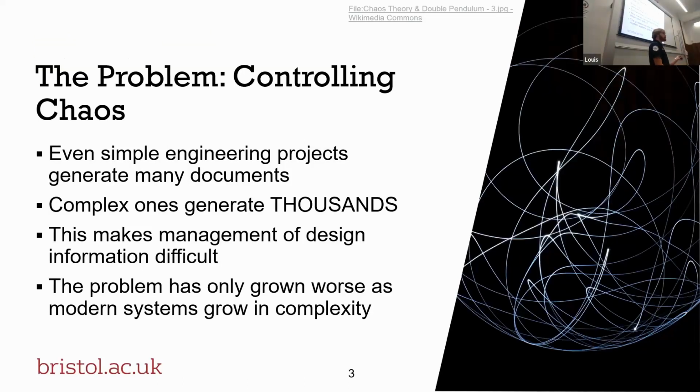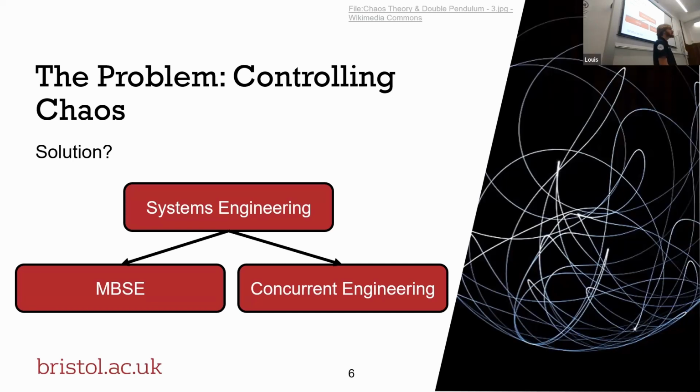So essentially the problem we all have is that any engineering project ends up being driven by complicated. And because of this, you're only generating potentially thousands or even tens of thousands of documents. Essentially, the solution to all of this typically is what we call systems engineering. Although more specifically, I'm talking about MBSE and concurrent engineering today. But this is basically how we manage the complexity of engineering projects.